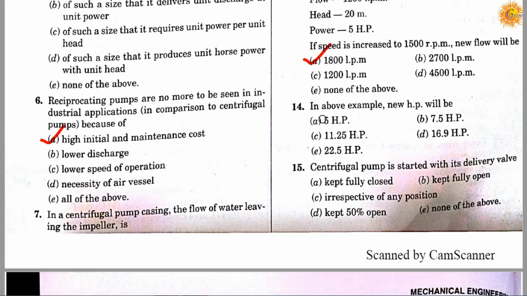Question number 14. In the above example, the new horsepower will be option A, 5 HP, option B, 7.5 HP, option C, 11.25 HP, option D, 16.9 HP, option E, 22.5 HP. So the correct answer is D, it will be 16.9 HP.